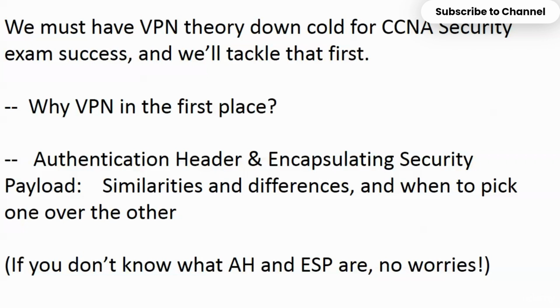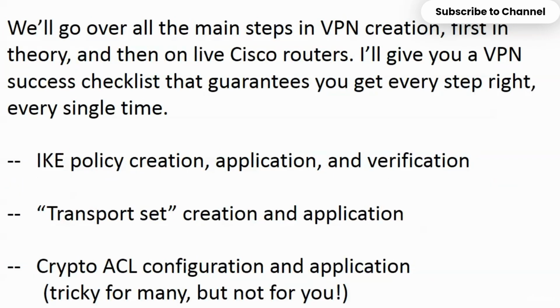And we're going to talk about why we would use VPNs in the first place and then compare authentication header and encapsulating security payload. Quite the mouthful, AH and ESP. We're going to talk about the similarities and differences between the two and when to pick one over the other during a live config here in the course. Now, if you don't even know what those are, no worries because I'm going to take care of that for you as well. We're going to go over all of the main steps in VPN creation, in theory, and then during a live lab on live Cisco routers.